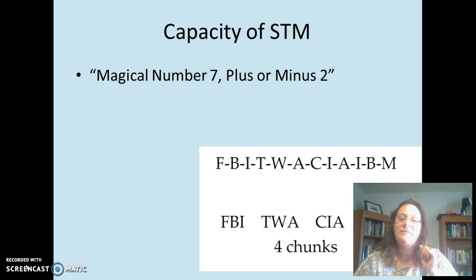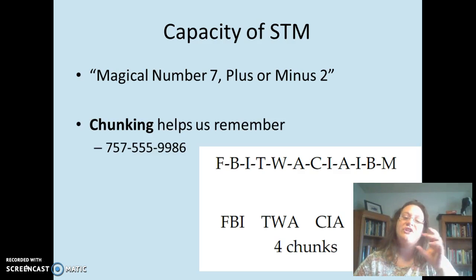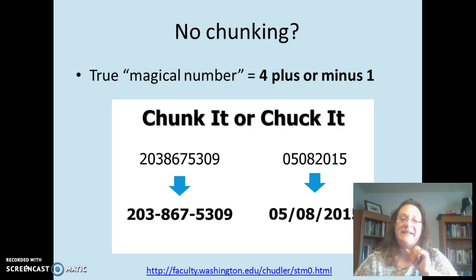But if you try to remember a big string of letters like this, F, B, I, T, W, A, C, I, A, I, B, M, you might try to remember this nonsense word. What we often do with this nonsense word is chunk it. We take it and chunk little bits together, so you'd end up with FBI, TWA, CIA, IBM. Or in the case of phone numbers or social security numbers, we chunk little bits.